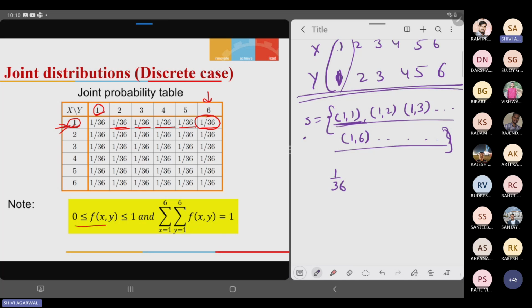So f(x,y) is always greater than or equal to 0, because you know very well the probability function is always between 0 and 1, and it is a discrete case. So the summation should be equal to 1. Here there are two variables X and Y, so we have to add over both. So we are adding row wise and then adding column wise here.